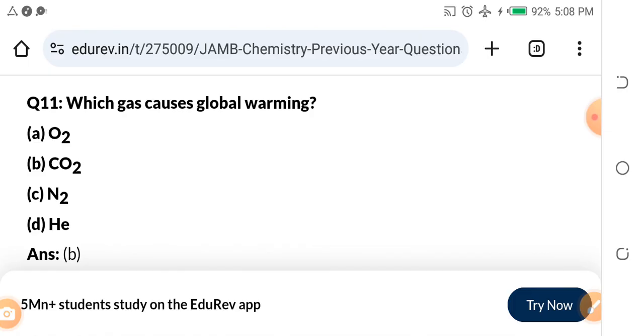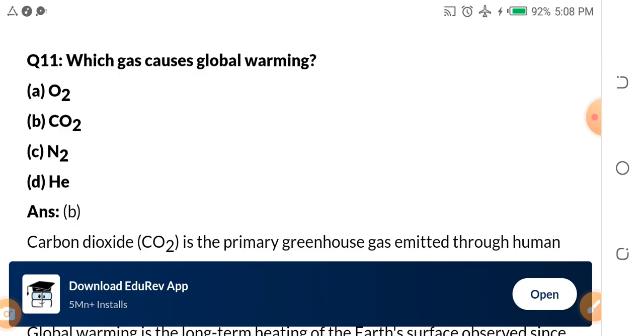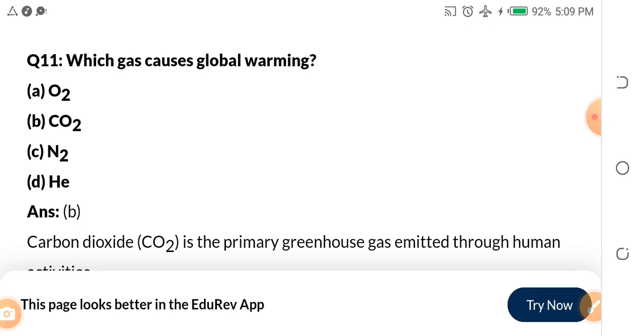Which gas causes global warming? There is a lot of talk on global warming, you know, how it causes environmental issues and all the rest. Which gas causes that global warming? Is it O2, oxygen? Is it CO2, carbon dioxide? Is it nitrogen? Is it helium?